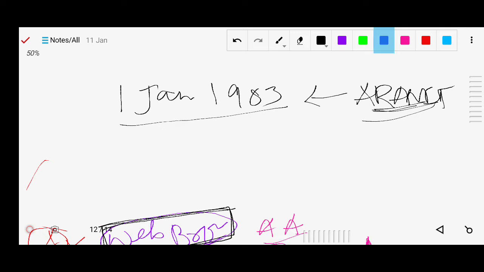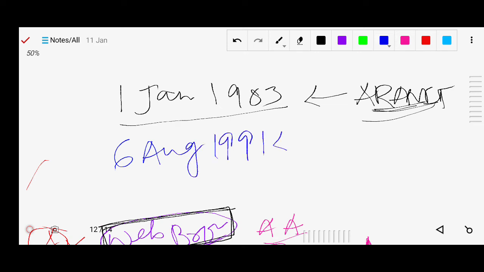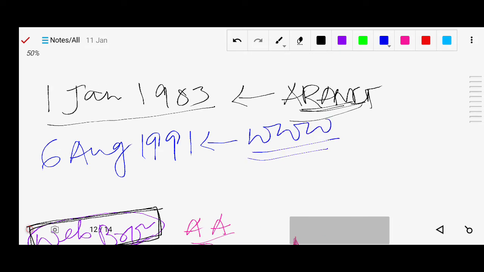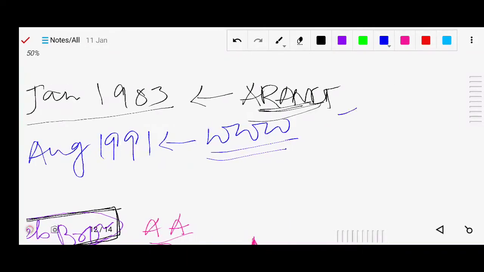Then after, on 6th August 1991, the invention of the WWW came. The World Wide Web was invented by Tim Berners-Lee.